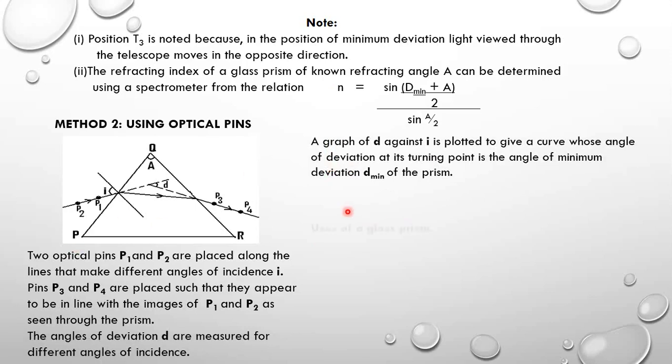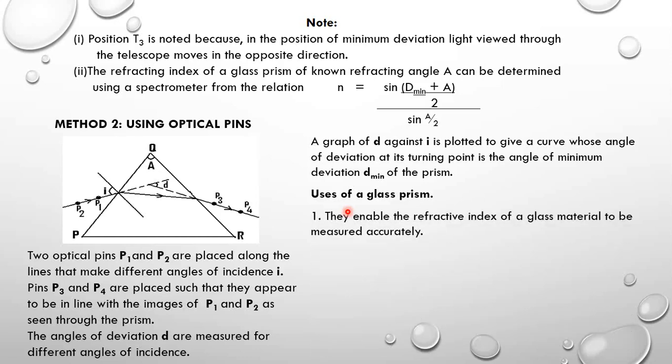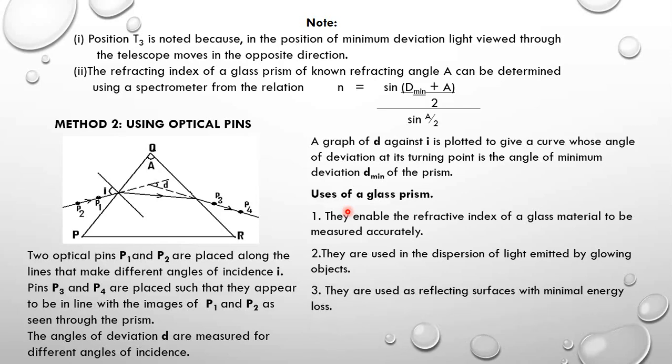Let us also look at the uses of a glass prism. A glass prism enables accurate measurement of refractive index of a glass material, as we have seen. It is also used in the dispersion of light emitted by glowing objects. Then it is also used in reflecting surfaces with minimum energy loss, and in prism binoculars.